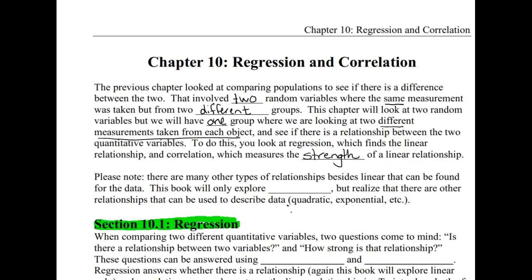Please note, there are many other types of relationships besides linear ones that can be found for data. This book will only explore linear, but if you momentarily flash back to algebra classes, you'll remember things like quadratic, exponential, logarithmic, and periodic functions like sine and cosine. There are lots of other things that we can model data with as well, but in this intro course, we are going to strictly focus on linear models.